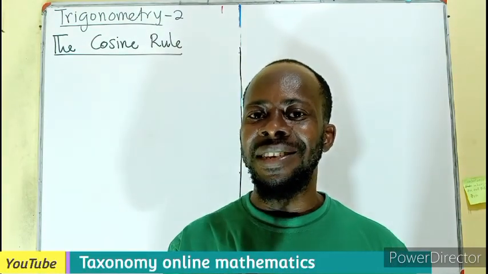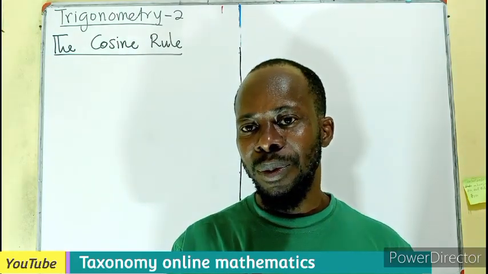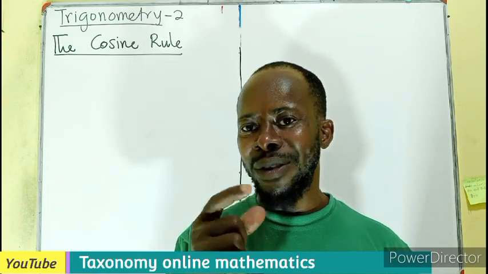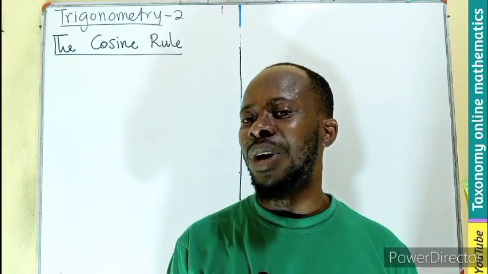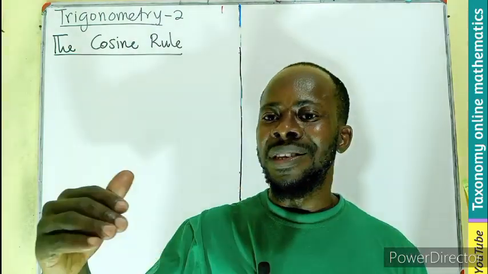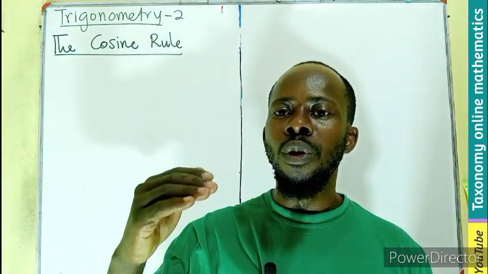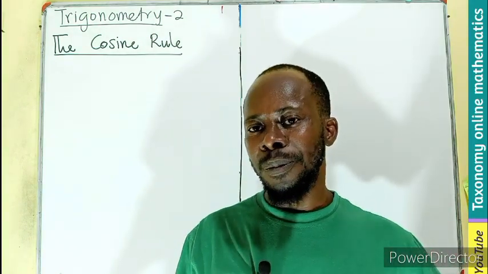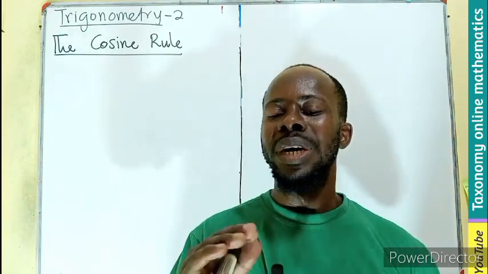Let's have a discussion on the topic, the cosine rule. We can use the trigonometry ratios on a right angle triangle. We can also use the Pythagoras theorem on a right angle triangle. We can apply the concept of the sine rule on certain angles. There are conditions that must be met to use the sine rule. When those conditions fail, then we need to resort to the cosine rule.